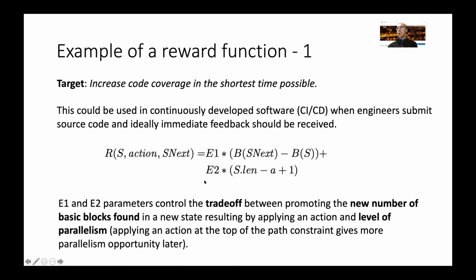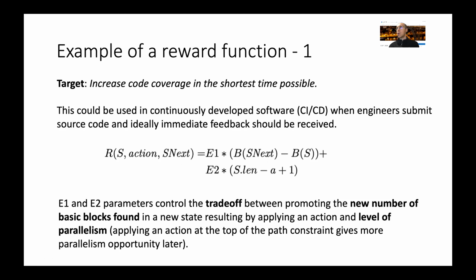So the reward function that is implemented over here says that the reward of a state and an action, given the next state obtained, means the number of basic blocks that we obtain using the next state, the next input; the difference basically between the number of basic blocks found newly using the new input. It has two parameters, but this is more like a detail to control the parallelism of the problem. You can find more detail about this in our paper.